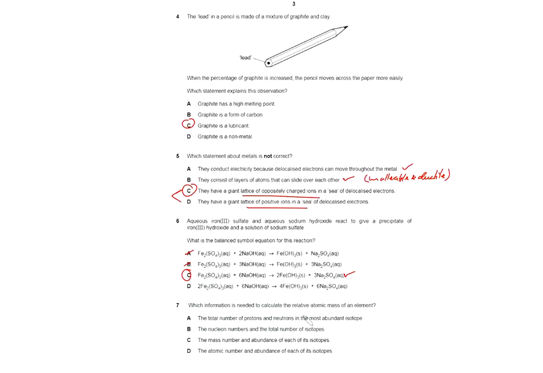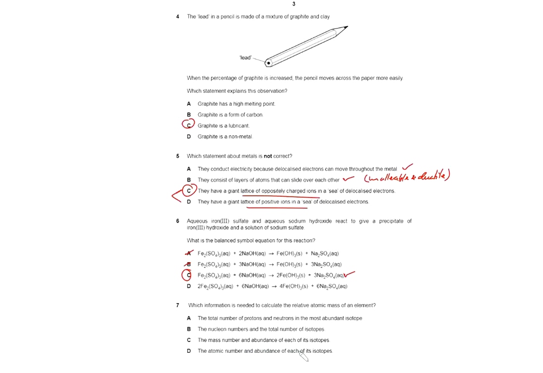Which information is needed to calculate the relative atomic mass of an element? The total number of protons and neutrons in the most abundant isotope, the nuclear numbers and the total number of isotopes, the mass number and abundance of each isotope, the atomic number and the abundance of each isotope.